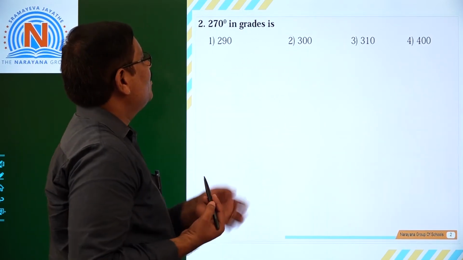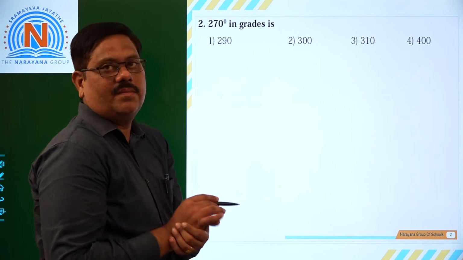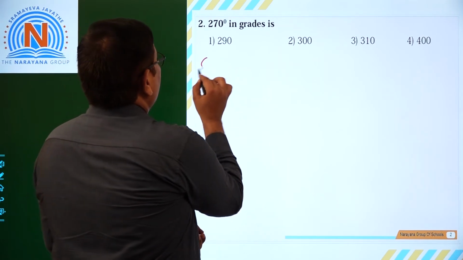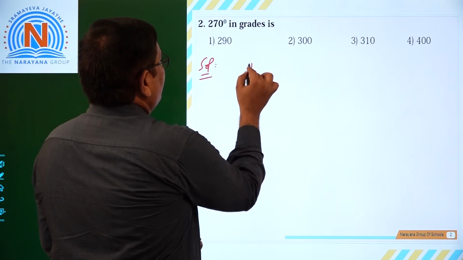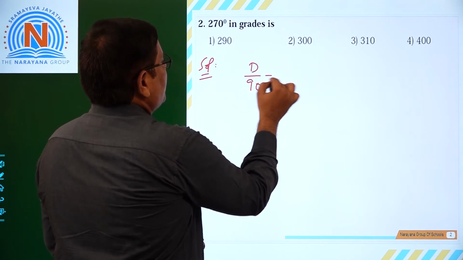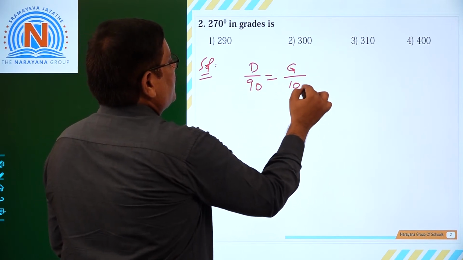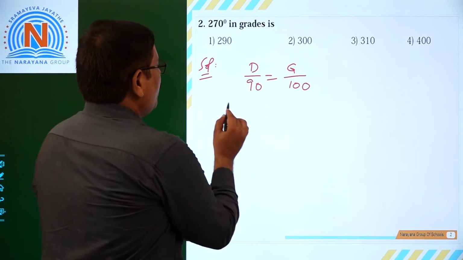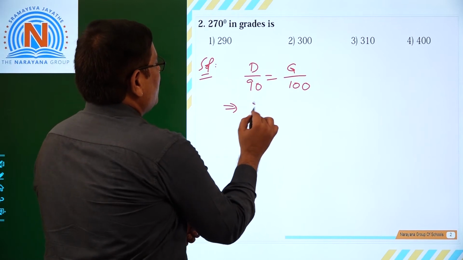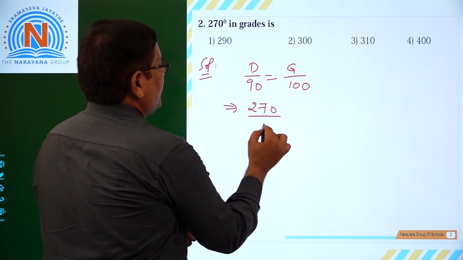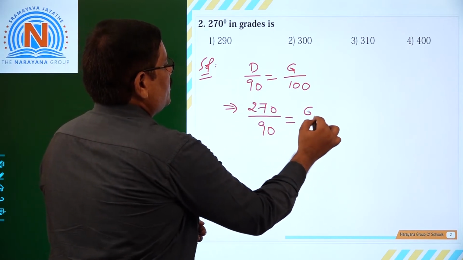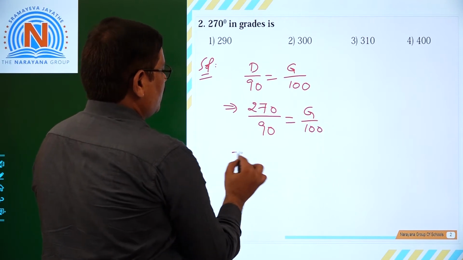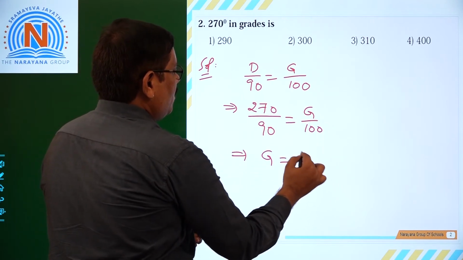270 degrees in grades. So here also, what is the relation between degrees and grades? D by 90 is equal to G by 100. This is the relation between degrees and grades. So D is nothing but 270, that you take by 90, that's equal to G by 100. So what is the G value now?